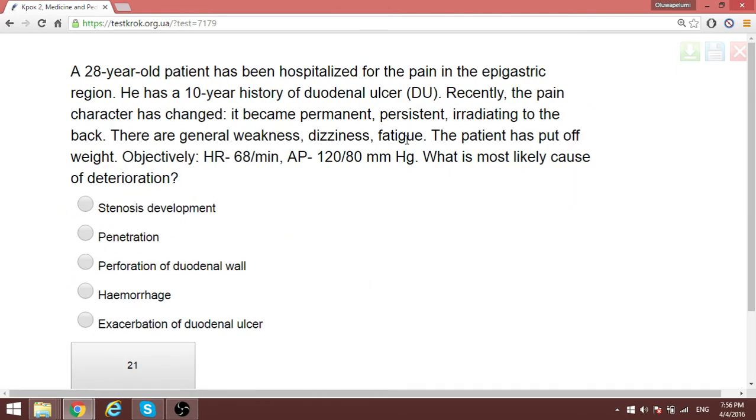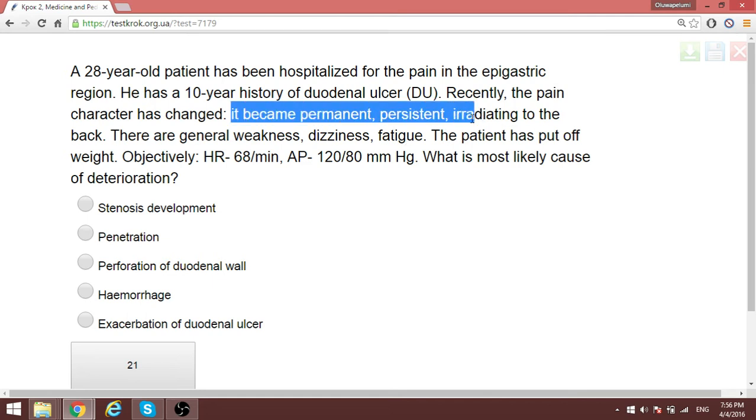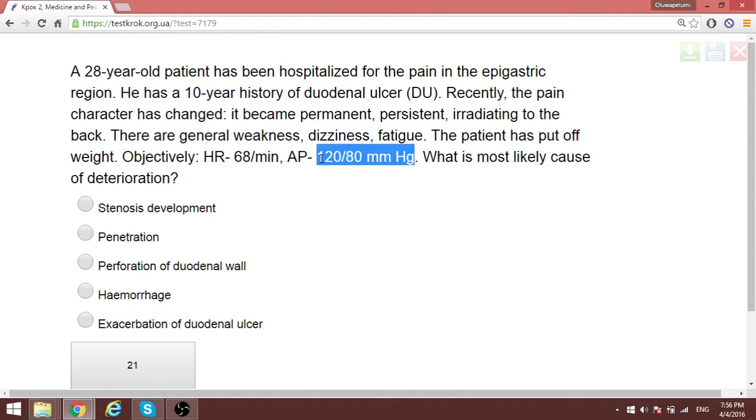Okay, we have a patient with duodenal ulcer. Now the pain is permanent and persistent, yet blood pressure is normal. This is penetration of the duodenal ulcer. If it is perforation, you may have similar things, and then the patient will start developing shock because the patient is going to be losing blood. However, blood pressure is normal, heart rate is normal, so you still think that this complication is penetration, not yet perforation or bleeding.